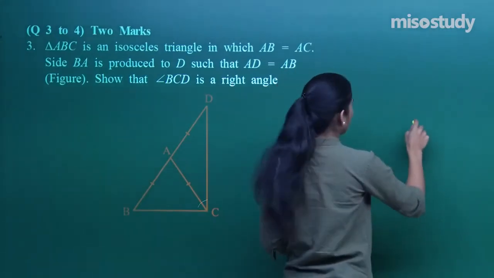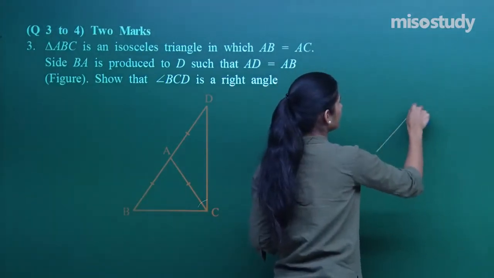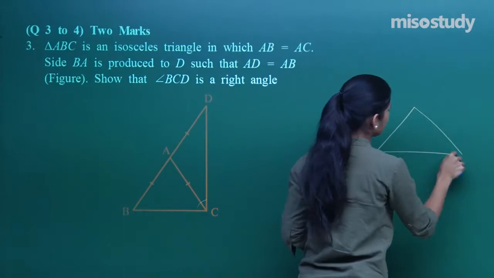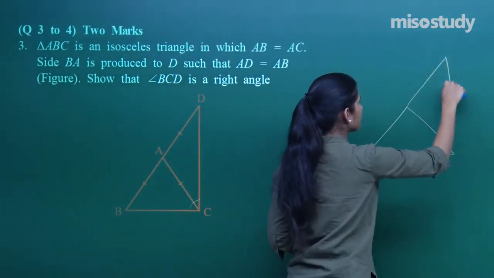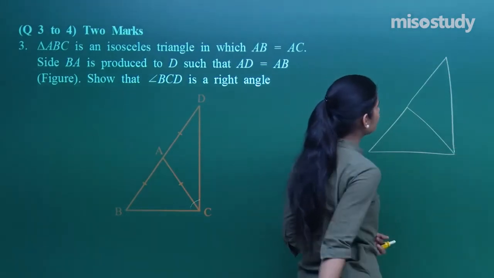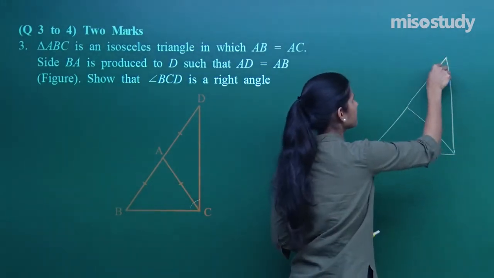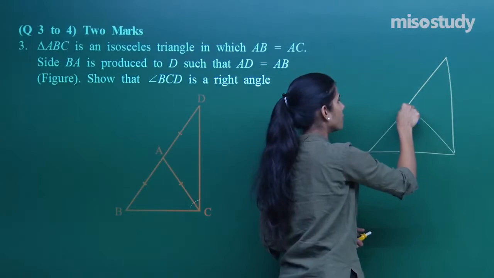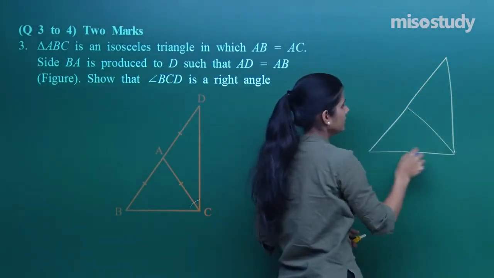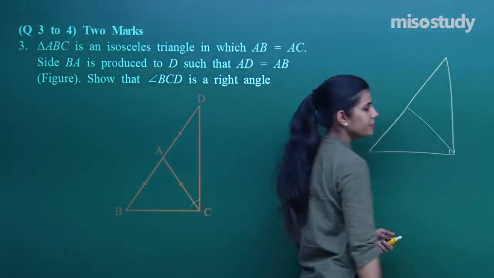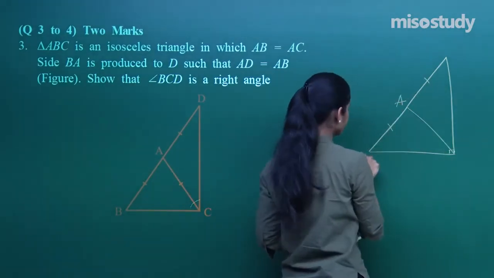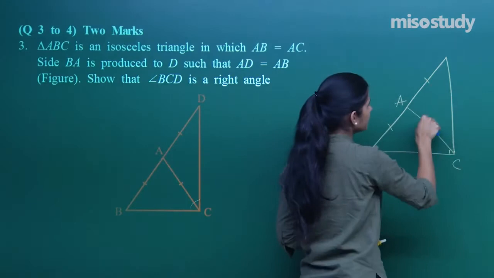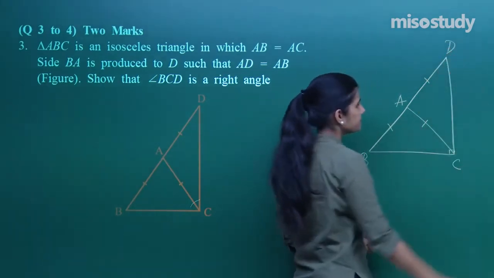So, you actually have such a situation that you are producing this to such an extent and then joining it over here such that, what are you getting as a result? This angle should be a right angle. This is given equal to this and this is given equal to this.